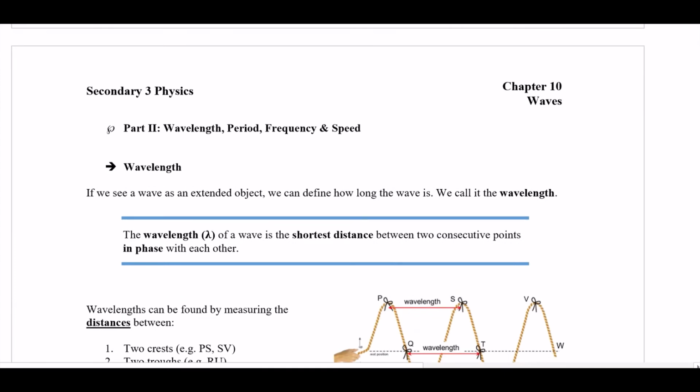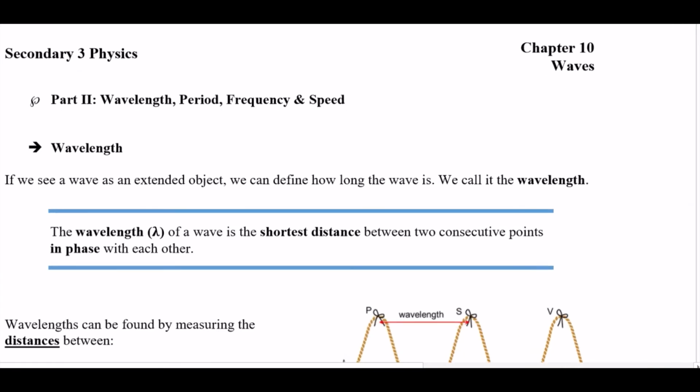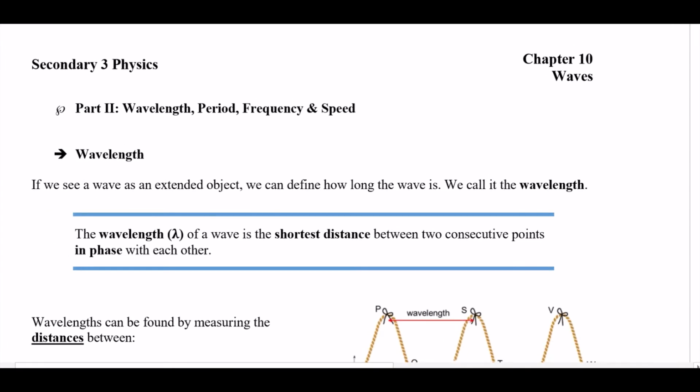All right. Next, wavelength. We know that a wave is traveling from one point to another. We need to define some form of length for the wave, and that is the wavelength. If we see the wave as an object, then we can define how long this wave is. So we call it the wavelength.